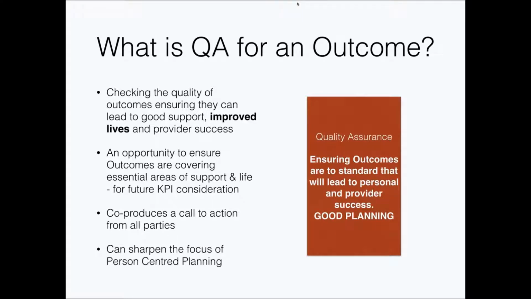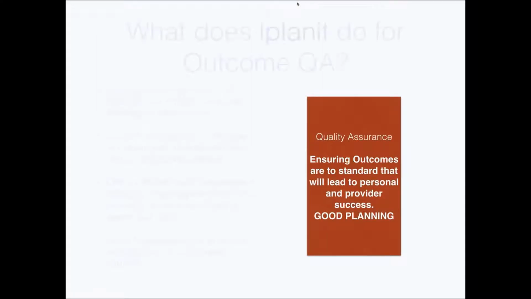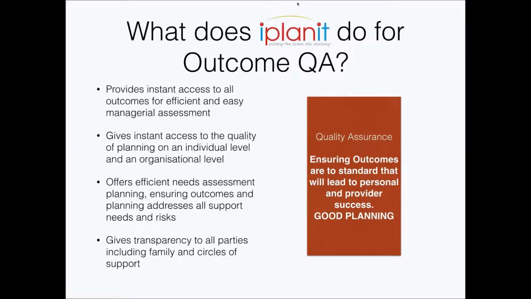I've been a person-centered planner for a number of years, and being able to draw out very specific outcomes from person-centered planning really can give the plan a lot more meaning. Okay, so that's quality assurance, when I'm checking that those things happen. So how does iPlanit do that, or how does it help with that?